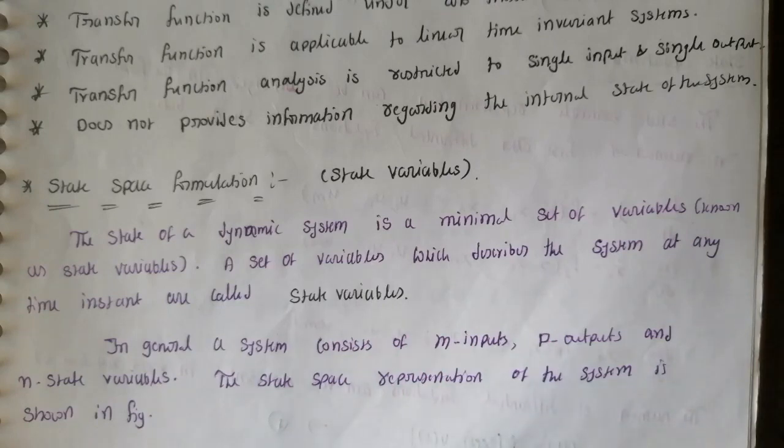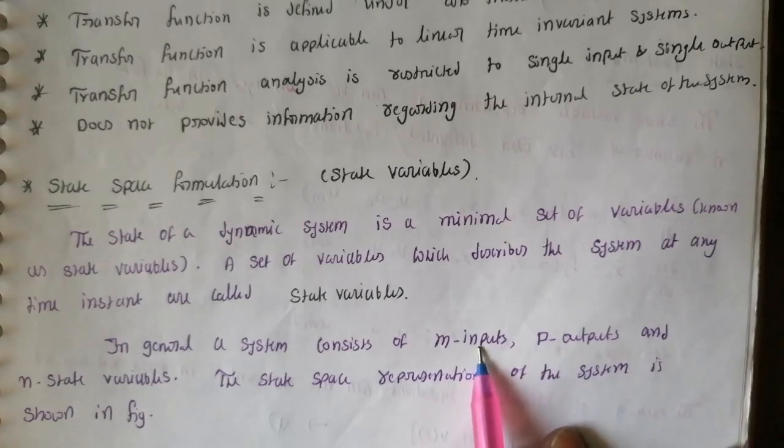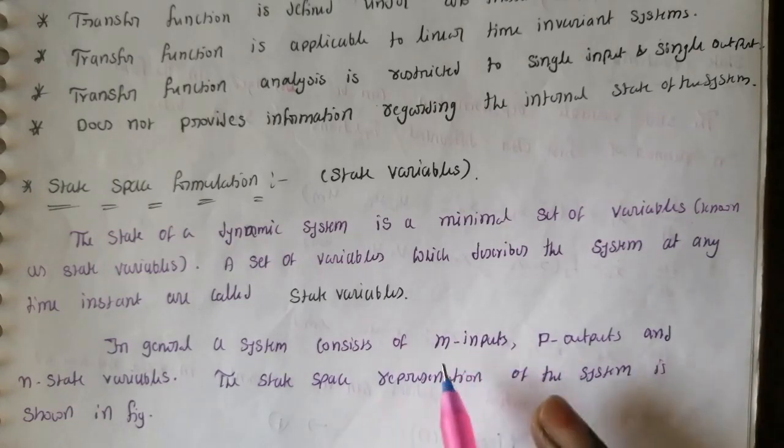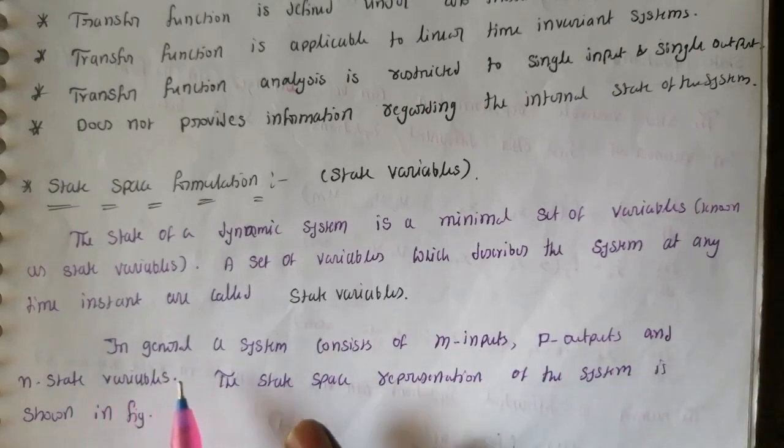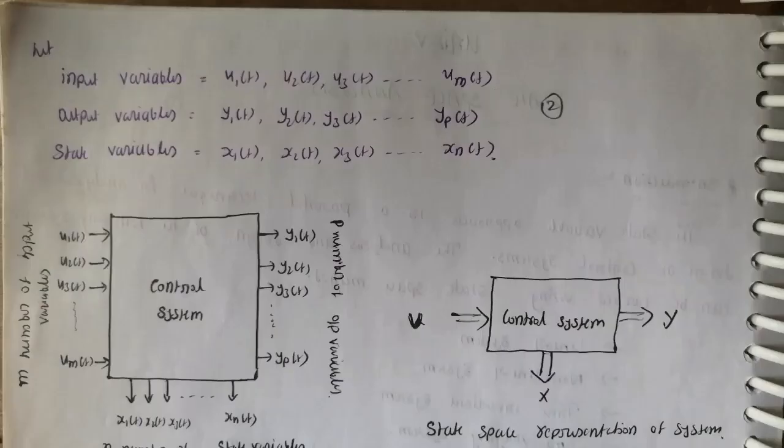Generally, a system consists of m inputs, p outputs, and n state variables. So in state space analysis, we have three sets of variables: m number of inputs, p number of outputs, and n state variables. Now the state representation of the system is shown in the figure. Based on these three variables, let me see how the system will be represented.